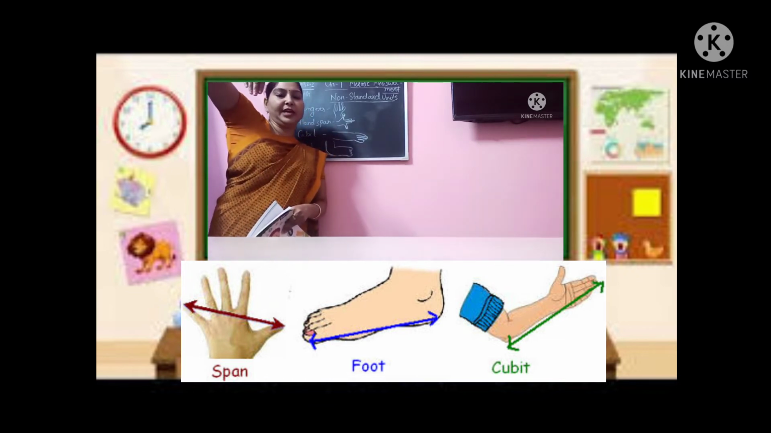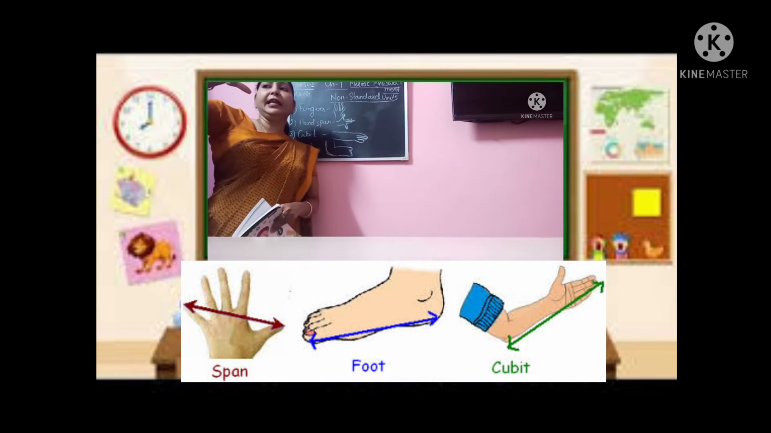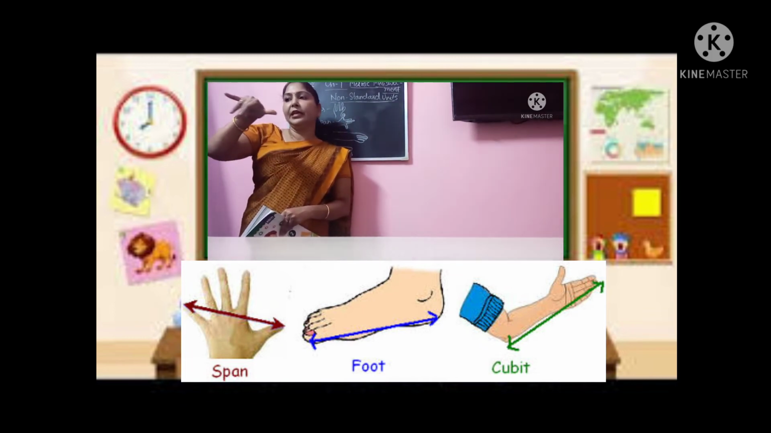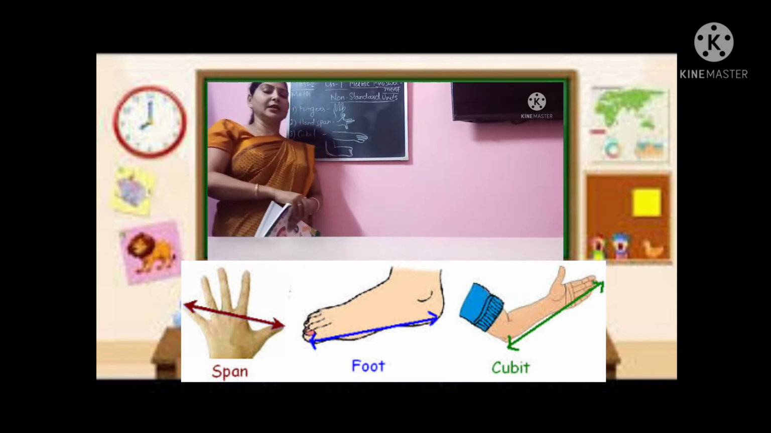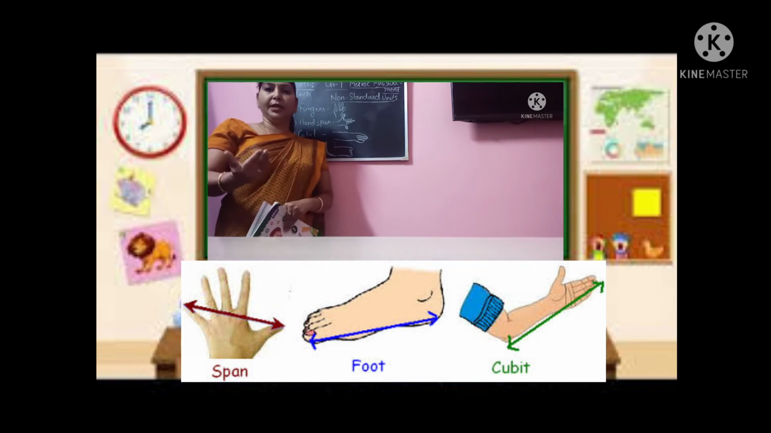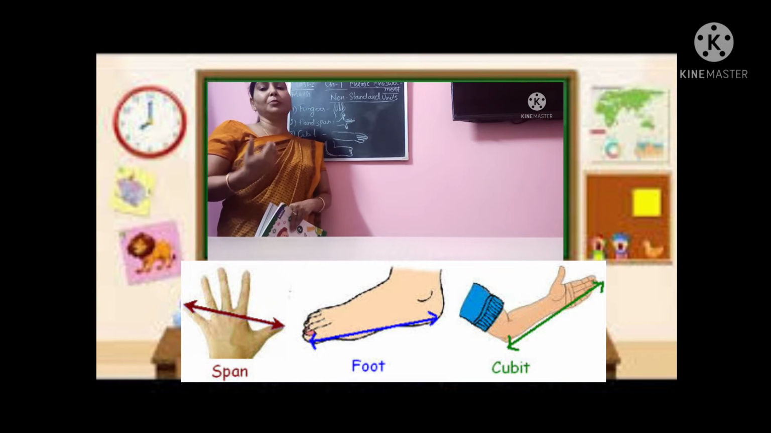Okay, fingers we have understood. With the help of all the fingers, we used to measure the length of any object. Then there was another unit which was used for measuring the length. This was called hand span. Later on, again there was another body part, another non-standard unit, which was used to measure the length.